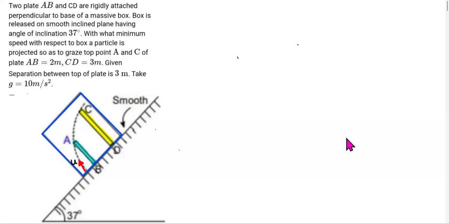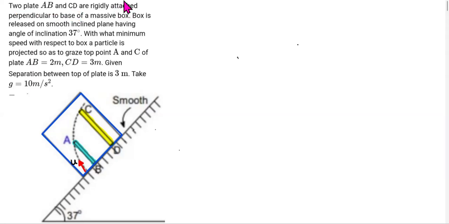Morning, kids. In today's class, we are going to discuss the problems related to inclined projectile. So let me explain the question. I have two plates, AB and CD, rigidly attached perpendicular to the base of a massive box.